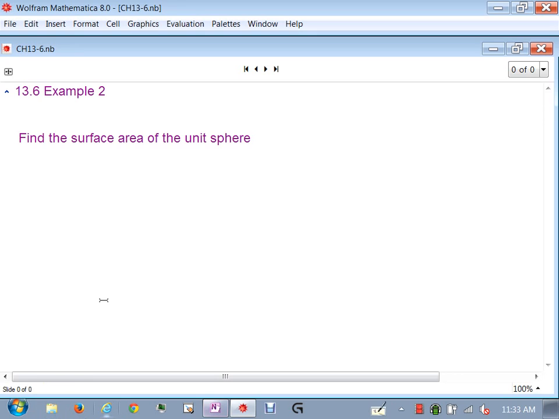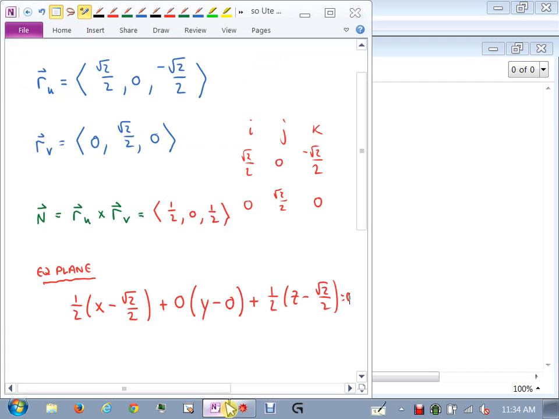All right. Basically what you'll be doing is deriving the formula for the surface area of a sphere. That'll be your take-home bonus due next class. But for us, we're just going to do the unit sphere. Keep it simple.